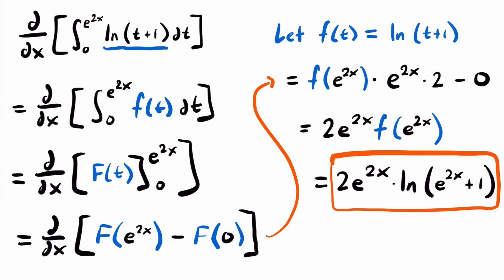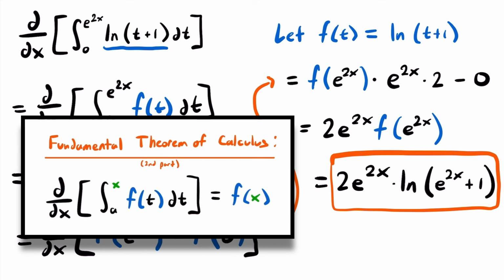And so as you can see, our answer is a little bit different than what you might expect based on the definition of the fundamental theorem of calculus that we looked at earlier. And that should make sense because remember that in the definition, we just had the integral from a constant to x, not e to the power of 2x like we had in this case. So our answer is not just this function evaluated at e to the power of 2x, we also have it multiplied by the derivative of e to the power of 2x.